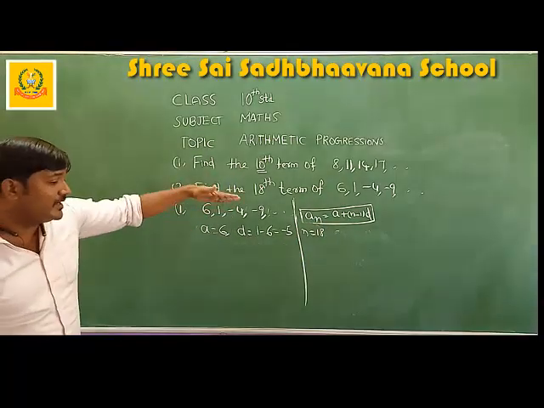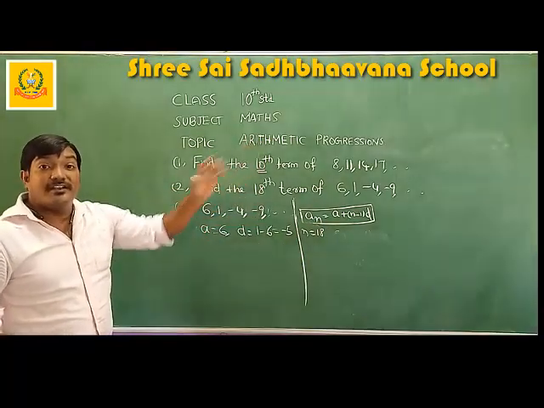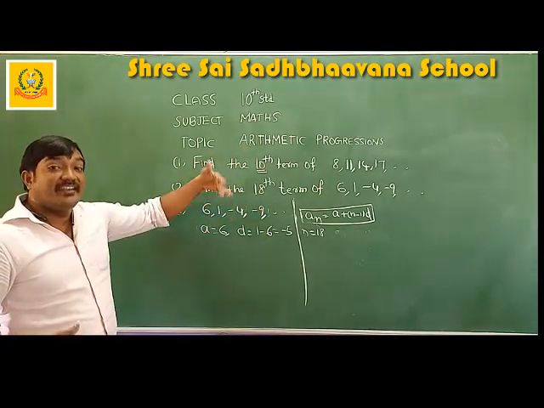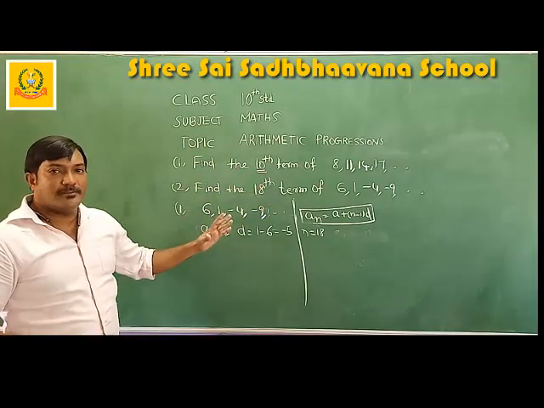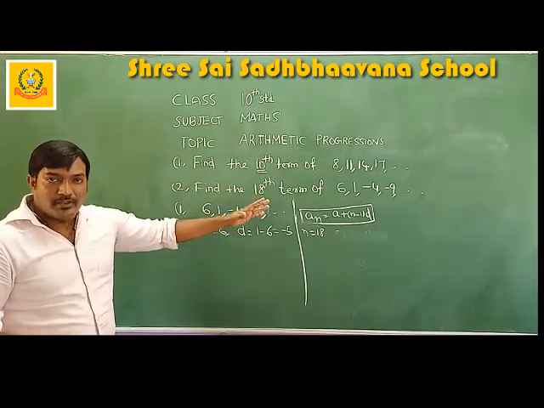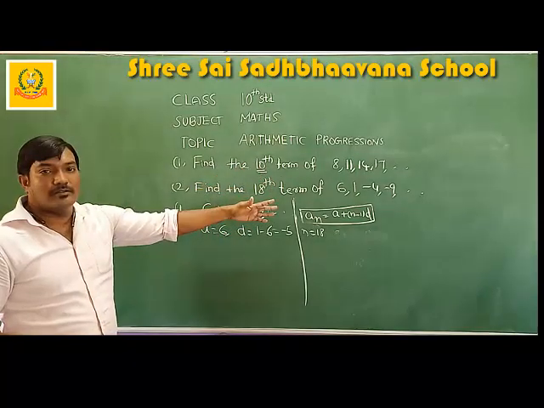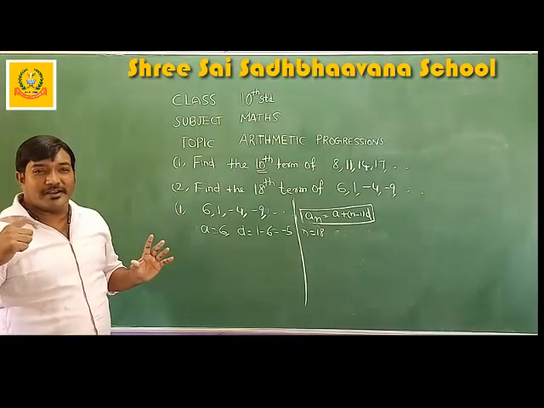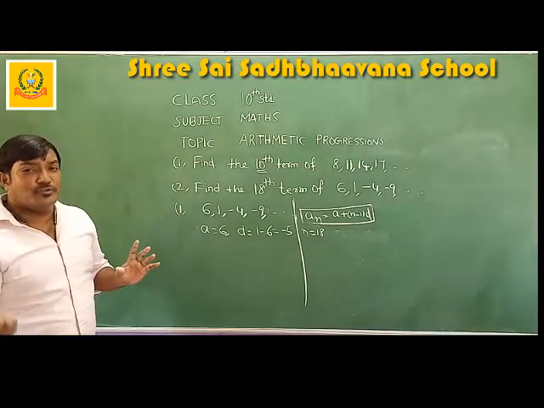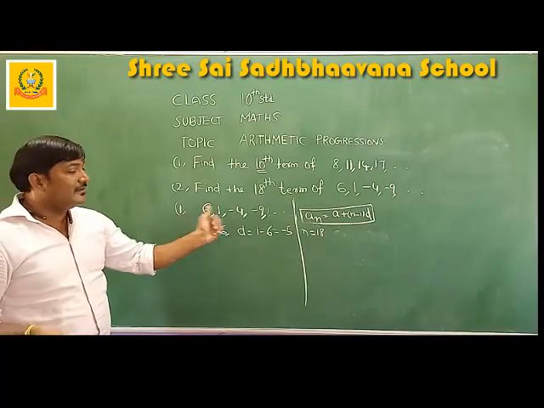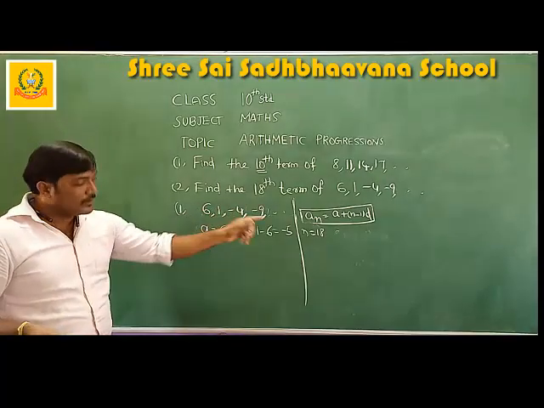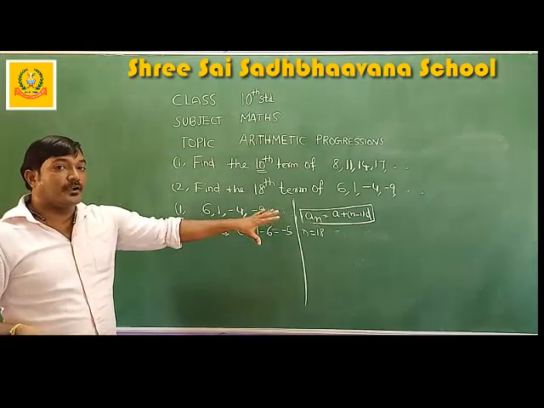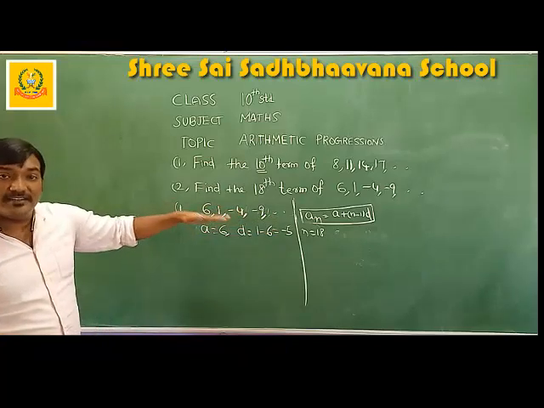Remember, sometimes you will get a negative difference. Don't think the difference always should be positive. In some progressions you will get the difference as negative also. Understood? It doesn't mean that if the difference is negative, the sum is wrong. You should not have that kind of confusion. So 1 minus 6 is minus 5. You can observe here, minus 4 minus 1 gives minus 5, and minus 9 minus (minus 4) is minus 5. Understood? So the common difference is minus 5 itself.